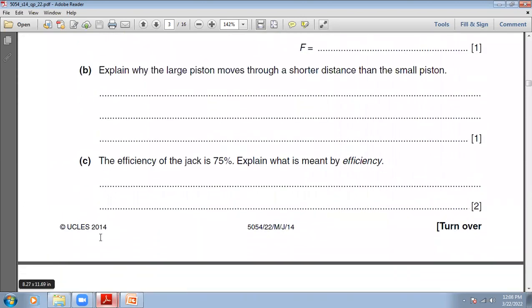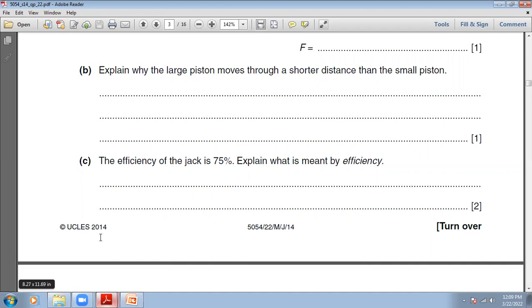Then he says, explain why the large piston moves through a shorter distance than the small piston. You see, when the small piston moves, it actually displaces oil from the small cylinder. That volume of oil which is displaced by the small piston in the small cylinder moves and goes into the large cylinder with the larger piston. The volume of the oil which came into the larger cylinder is the same as was displaced from the smaller cylinder.